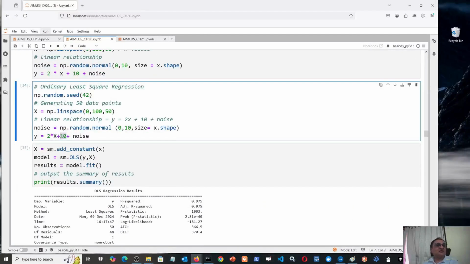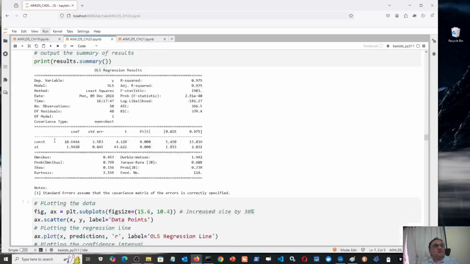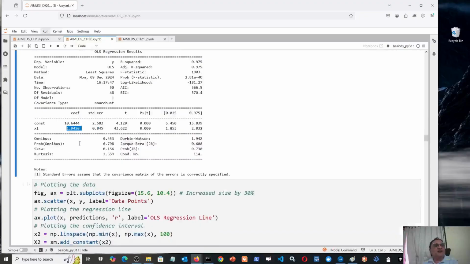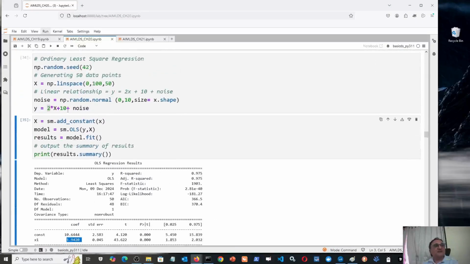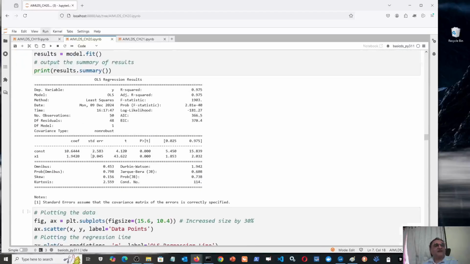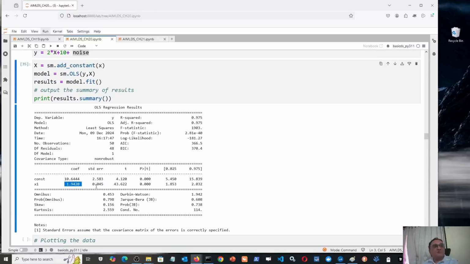Okay, so this is beta 0 plus beta 1 into x1, the first variable. So beta 1 would be 2, and here you are getting 1.94. Again, a little bit of variation is coming because of that noise term which you have added. Standard error in your coefficient measurement is 2.583. That means the actual coefficient can be 10.644 plus or minus 2.583. And similarly, the actual coefficient of x1, the slope, would be 1.9420 plus or minus 0.045.